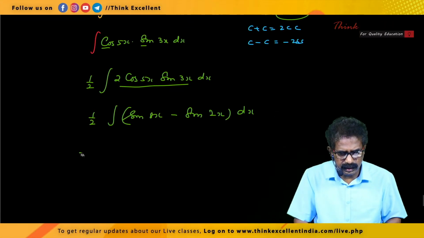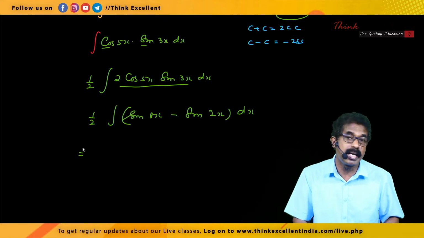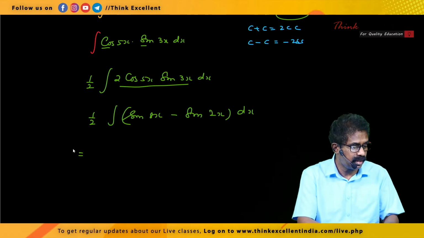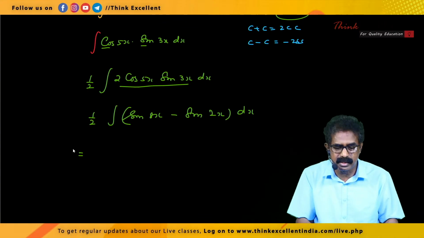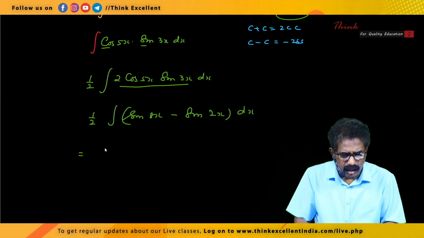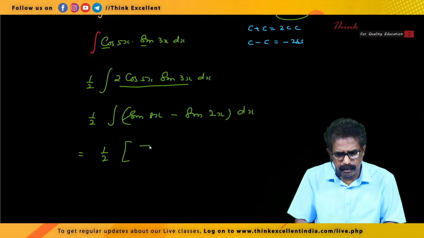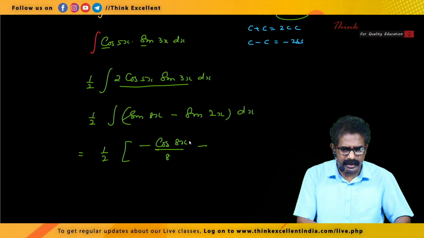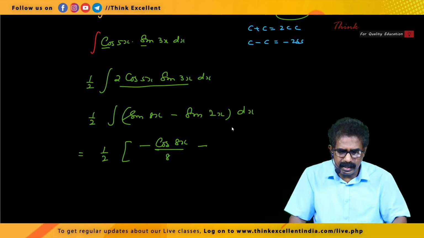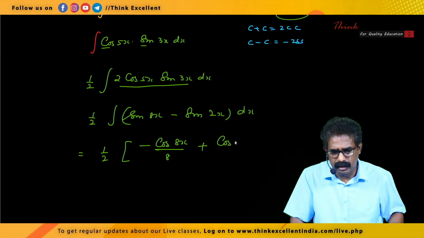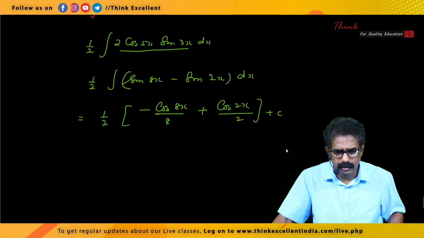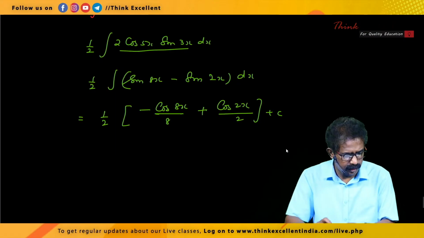Very simple, no? Integration of sin x. Sin x integration minus cos. Sin x derivative cos, but sin x integration is minus cos. So half into sin 8x integration minus cos 8x by 8. Here only chain rule. Minus sin 2x. Sin 2x integration minus cos. So minus minus plus cos 2x by 2 plus c. Okay, that is question number 13.